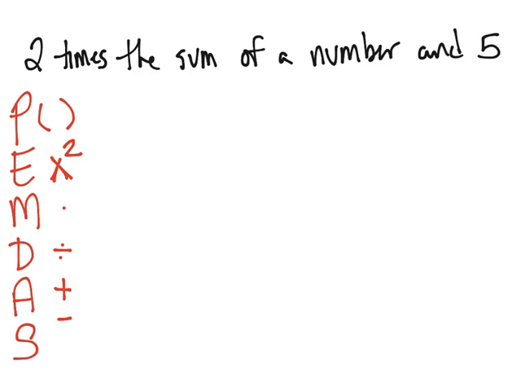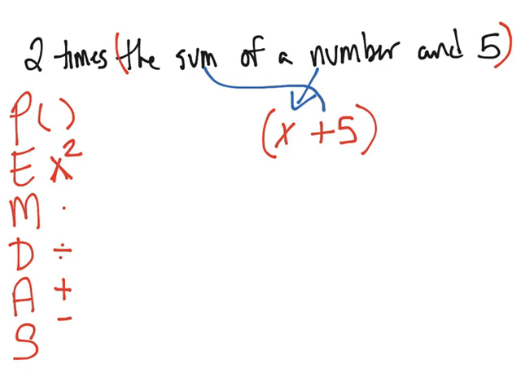So looking at this, 2 times the sum of a number and 5, we're going to start by grouping things that would be found in parentheses. In this case, the sum of a number and 5 would be found in parentheses. So we'll write that down. As you can see, we've created a set of parentheses that represents a number, x, the sum, which is our plus, and of course the number 5.